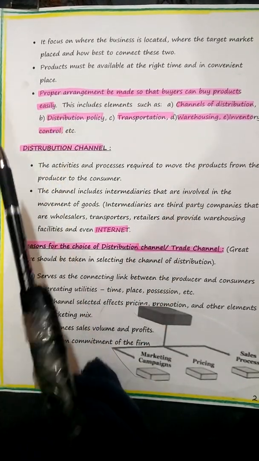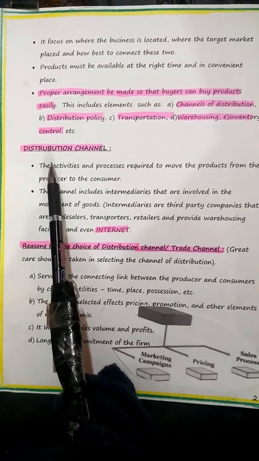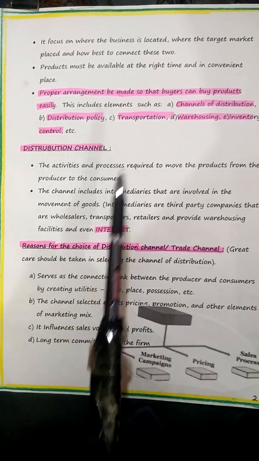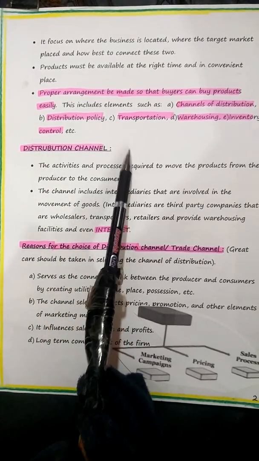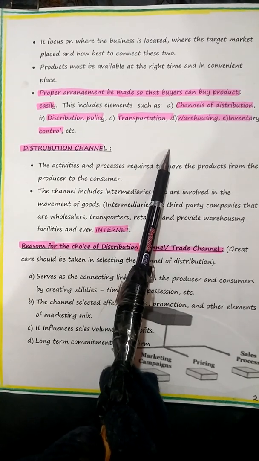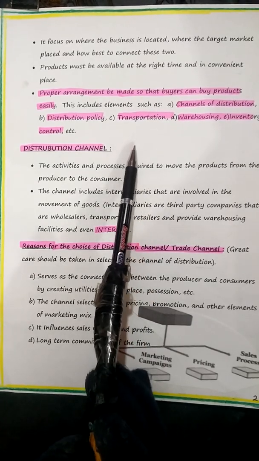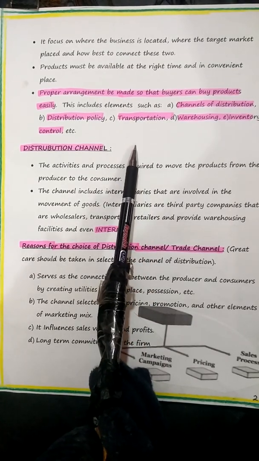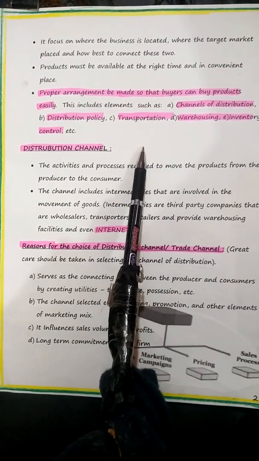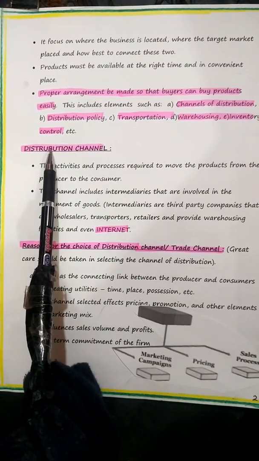So from place mix, next to distribution channel. From here you must focus well, children. Distribution channel is also called a marketing channel. It is nothing but a network. Please write here: it is nothing but a network or chain of businesses or middlemen through which goods and services pass until they reach the buyer. So what is the other word for distribution channel? Marketing channel, also called trade channel.